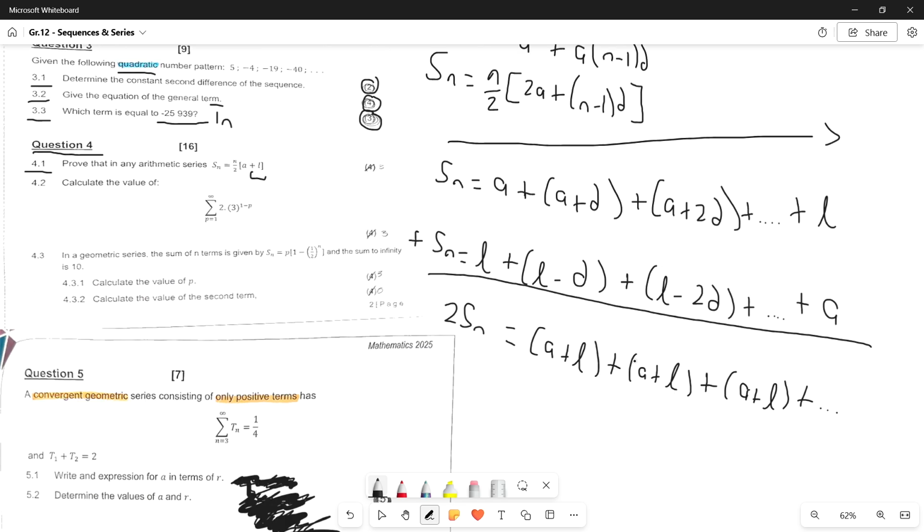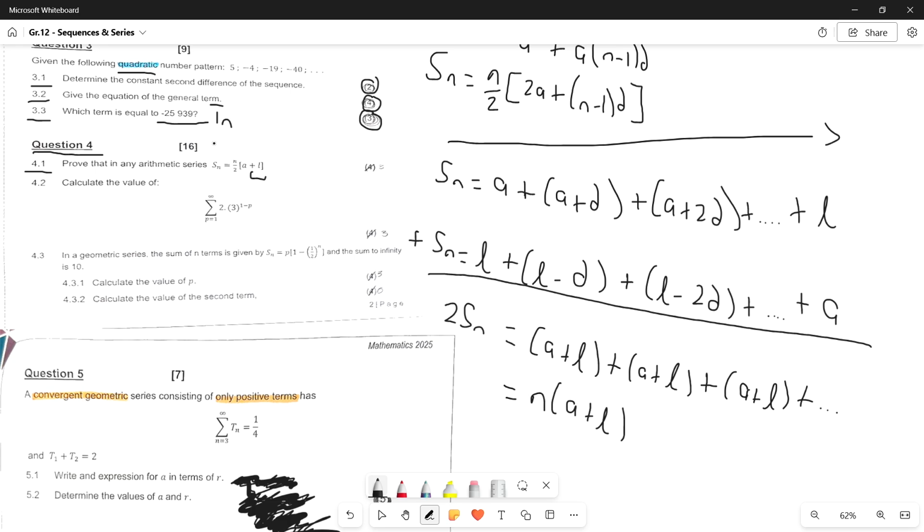And if we just have a plus l going on forever, what that means is that we have n amounts of a plus l, because it doesn't matter how many a plus l's we have. We just know that we have n amounts, and n represents however long we decide to add up for, which means we can remove some of these additions by just substituting n in over here, saying n times a plus l.